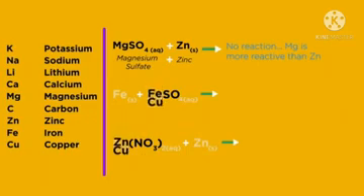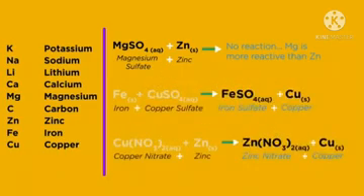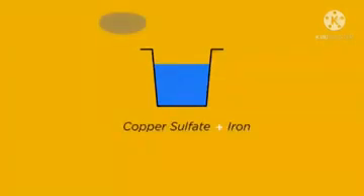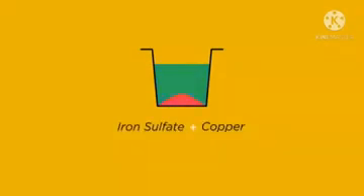How did you do? For example, if you put iron powder in a blue copper sulfate solution, quite quickly you observe a red powder appear, the copper, and a pale green solution of iron sulfate forms.